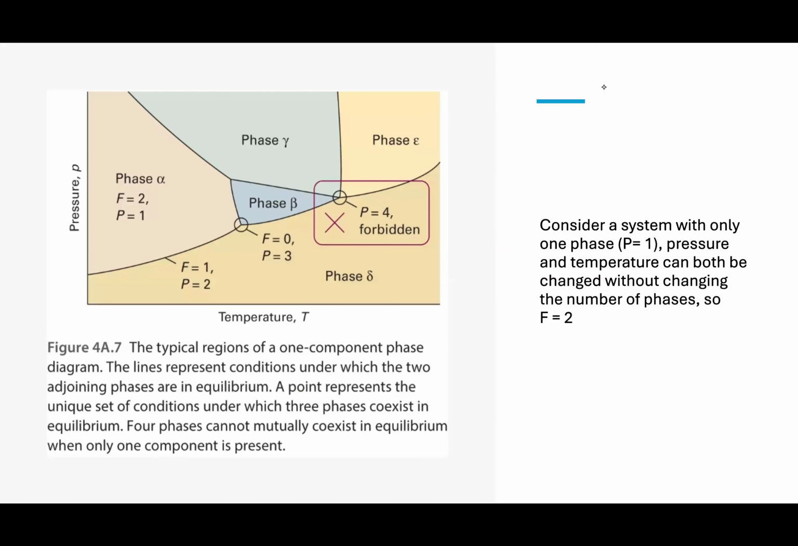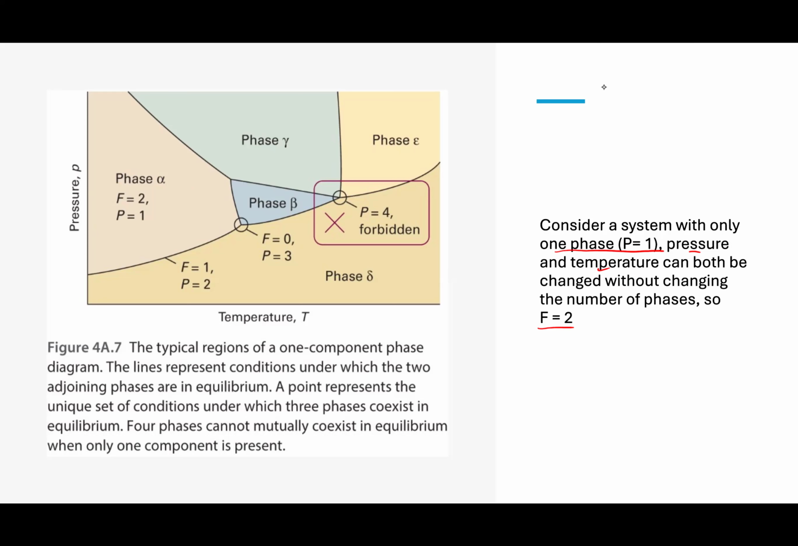So, if we consider a system with only one phase, we have P equal to 1. Pressure and temperature can both be changed without changing the number of phases. And so the number of variables we can change is going to be 2, pressure and temperature, 1, 2. This is the number of phases, and what we see here is that in this example, it's going to be phase alpha over here. Don't worry about the letters.